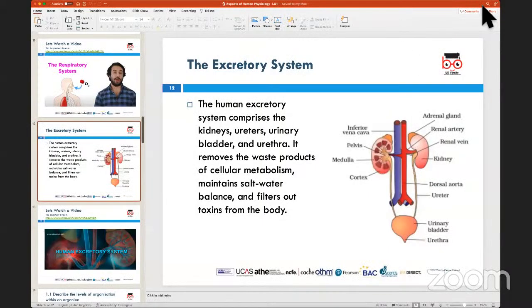Now, let's go across. Any questions on this so far? Let's go across to the next system that we want to understand, which is the excretory system.